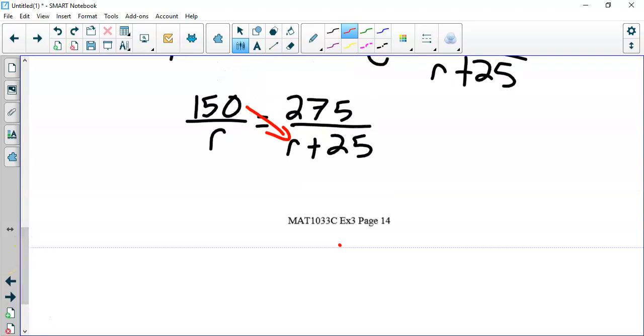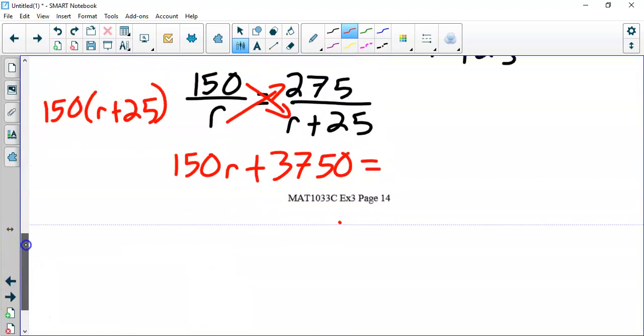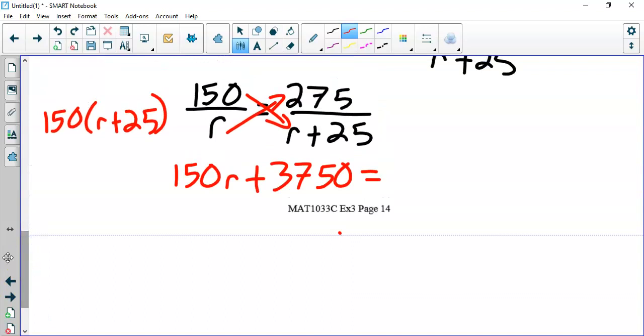Sorry, say that again. No, 150R plus what? 150 times 25, because when you multiply those, you're taking 150 times that whole thing. So I need to know what is 150 times the 25. Everyone good so far? Okay. And then we'll take R times the 275. So what is R times 275? 275R.